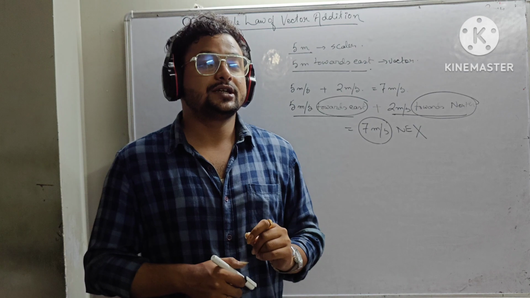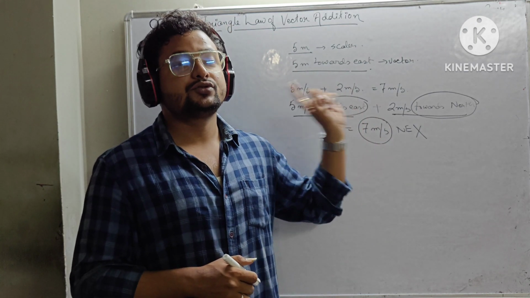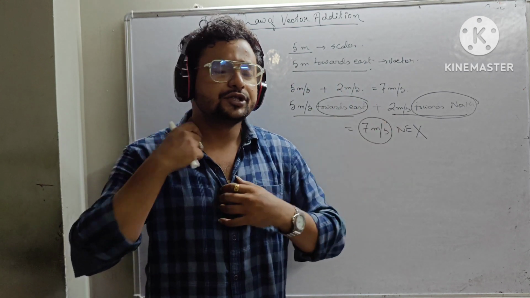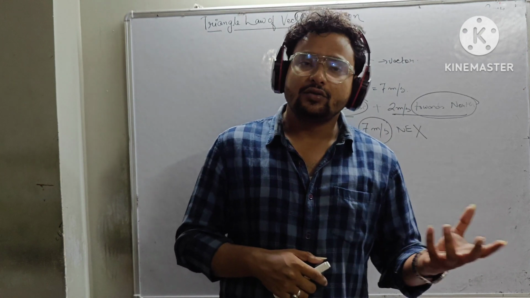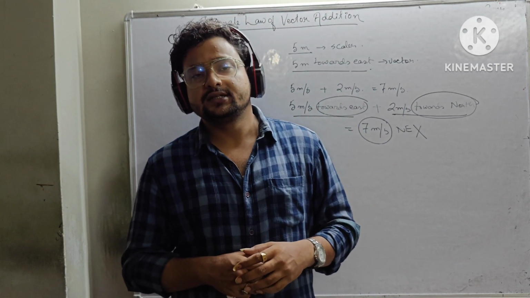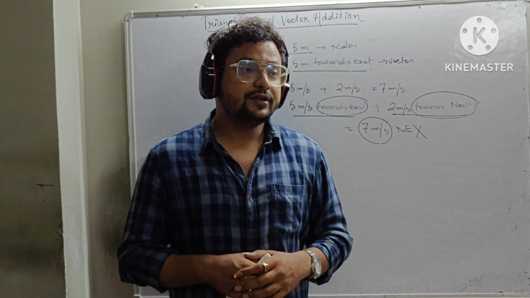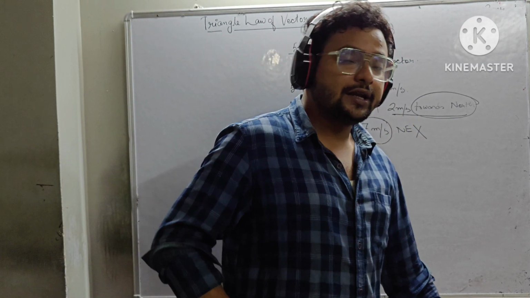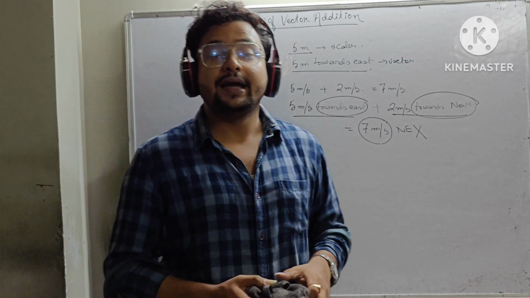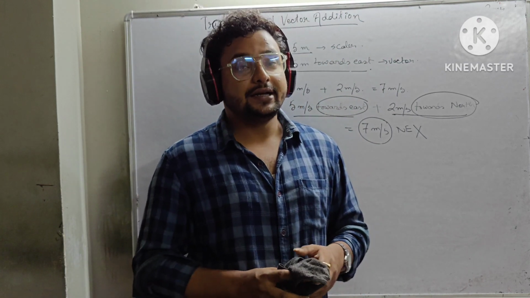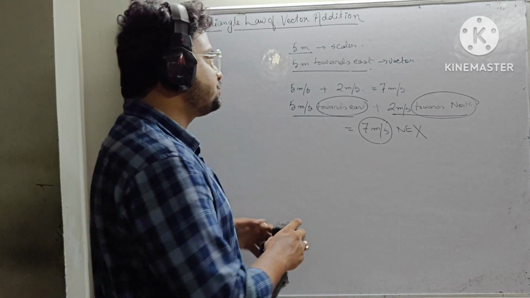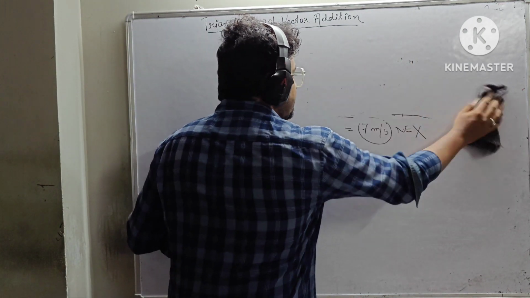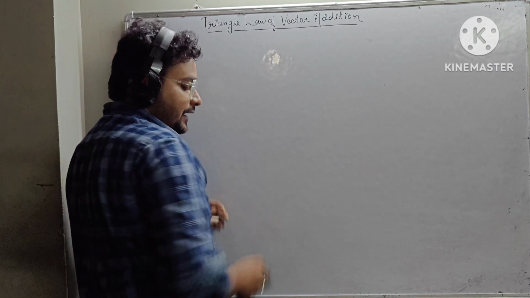Today we are going to discuss one particular rule, that is the triangle rule of vector addition. There are many rules. We will be discussing the triangle rule of vector addition, then the parallelogram rule of vector addition. I hope all of you can understand why vector quantities cannot be added algebraically. They have to be added using certain vector rules. Now what is this triangle rule of vector addition?